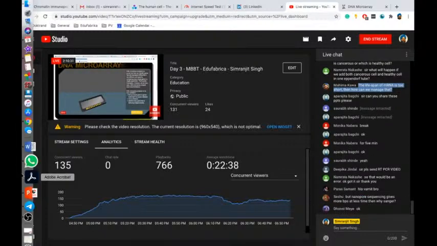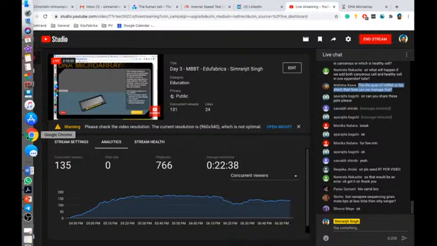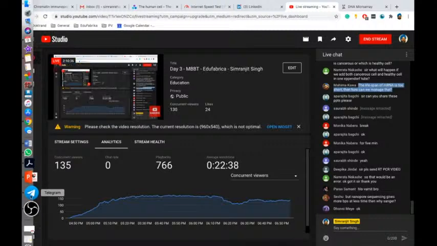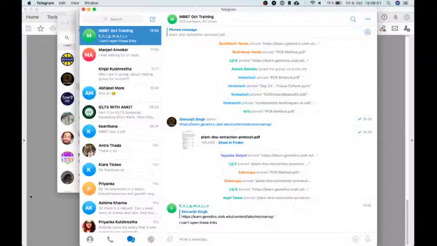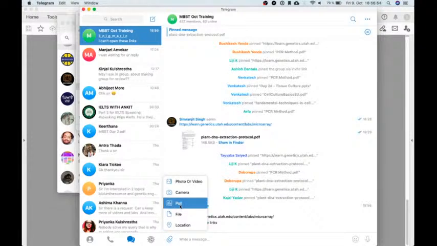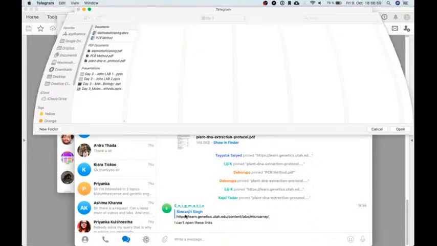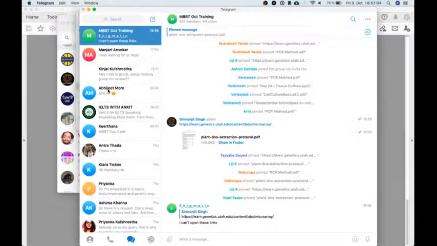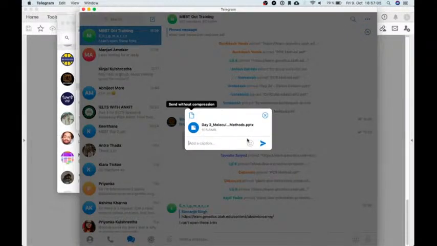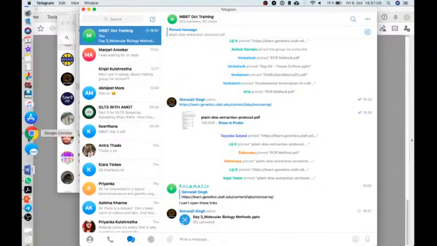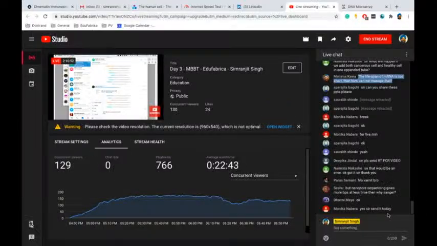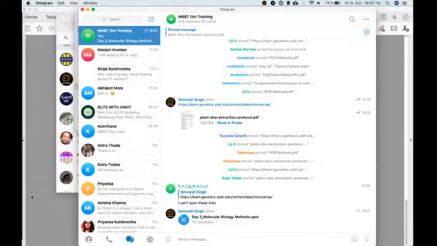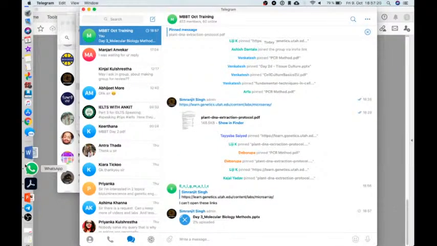Or shall I send you the files today itself? What do you say? Because you will not study them tomorrow with me if I send it to you today. Okay, I send it today itself. So it is being sent. It's a quite big file, so it will take some time.